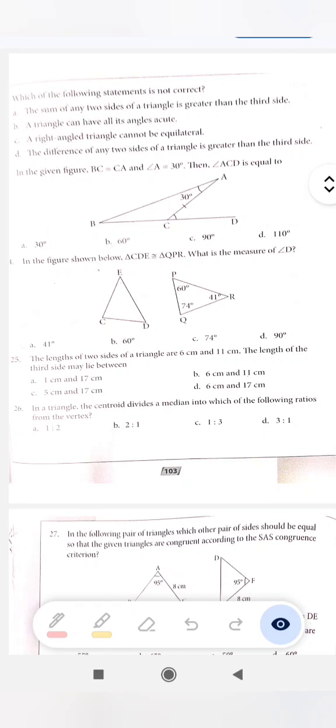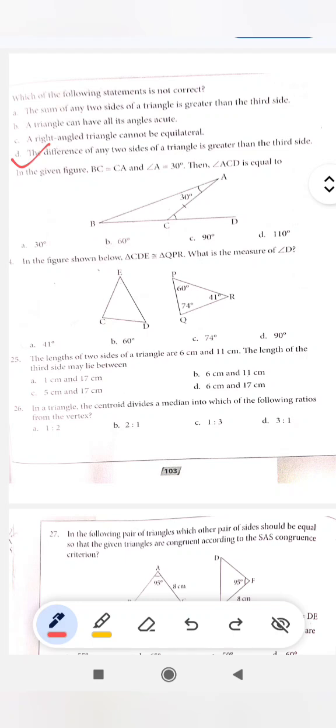Which of the following statements is not correct? The sum of any two sides of a triangle is greater than the third side. This one is correct. A triangle can have all its angles acute. Yes, that is also possible, an acute angle triangle. A right angle triangle cannot be equilateral. Yes, that is also correct. The difference of any two sides of a triangle is greater than the third side. Yes, this option we could say is incorrect. Option D.